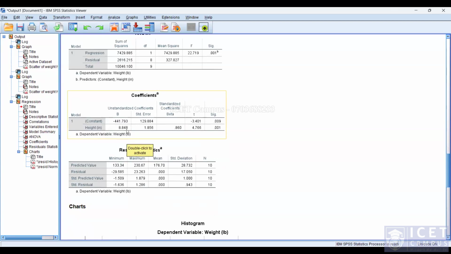So when we write this as a regression equation, how can we write it? The dependent variable is weight, so we can write weight equals negative 4401.793 plus 8.848 within brackets height. So that is the regression equation, right? So I will show you how to write the regression equation there. Right, regression equation.